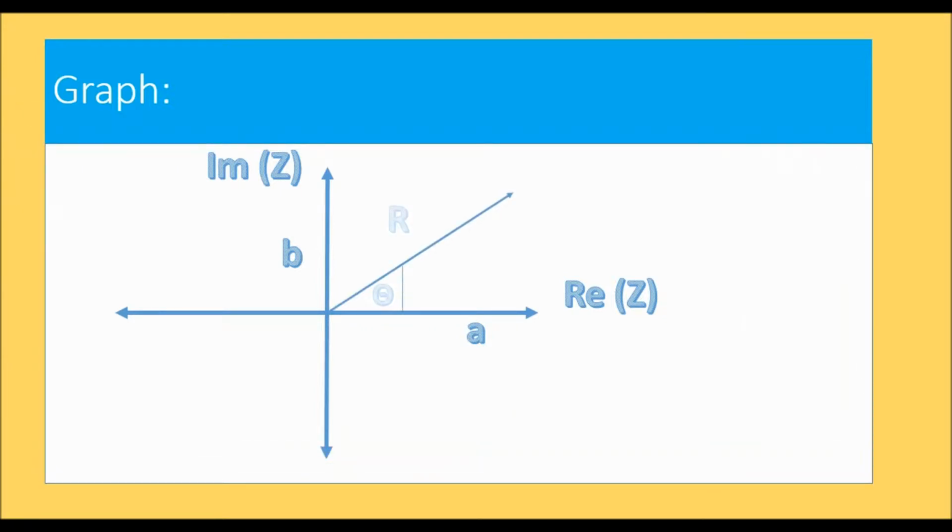Here you can observe a graph in which both the rectangular and polar forms interact with one another. On the x-axis, you can see the a value in the realm of the real numbers, and on the y-axis, the b value in the realm of the imaginary numbers. Coming straight from the origin, we have the magnitude r, at an angle zeta with respect to the x-axis.